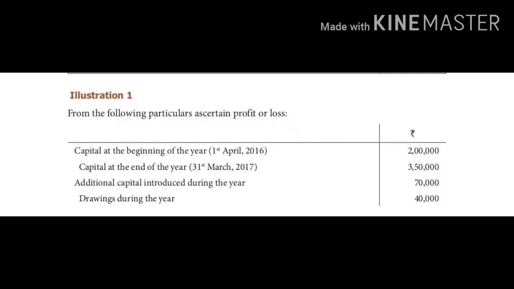Okay, children, now let us start with illustration 1. From the following particulars, ascertain profit or loss. Capital at the beginning of the year, 1st April 2016, 2 lakhs. Capital at the end of the year, 31st March 2017, 3 lakh 50,000. Additional capital introduced during the year, 70,000, and drawings during the year, 40,000.